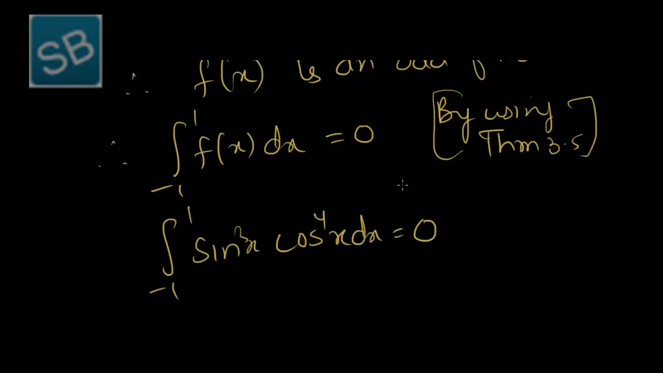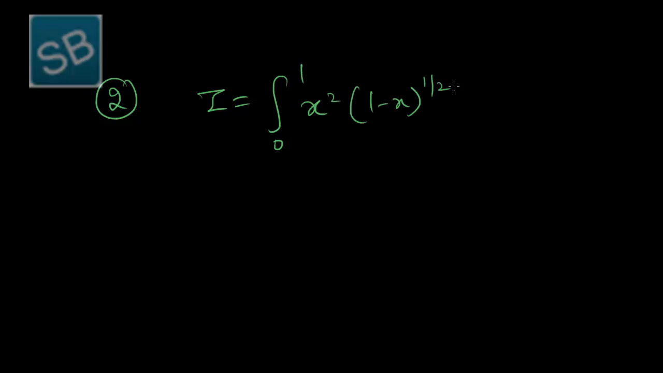So this is the problem number 1, which is on the basis of theorem 3.5. Now the second problem, that is number 2. Evaluate I, the integral from 0 to 1 of x square into 1 minus x raised to power half dx.